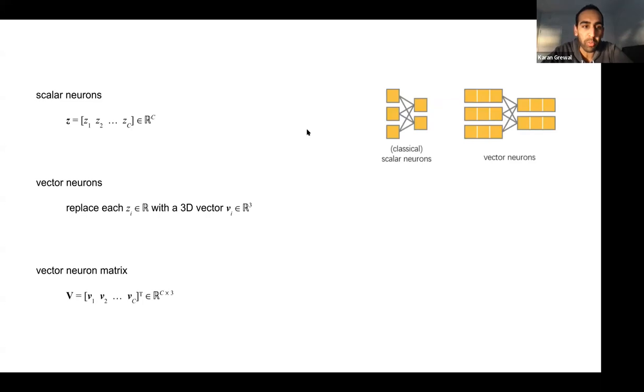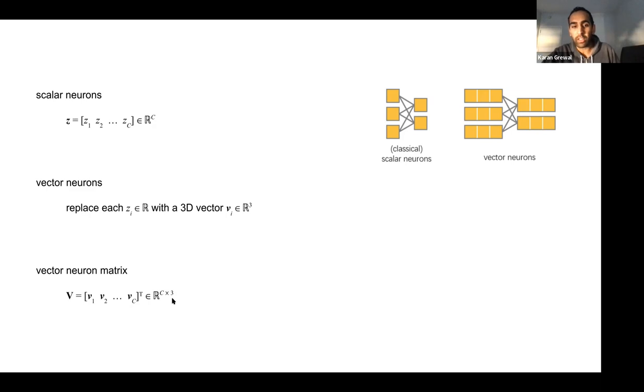Okay, so we're used to working with scalar neurons in neural networks today. So a hidden layer would look like you have these z values, and you just have a vector of them, so there's just a list of scalars. Whereas with vector neurons, what the authors propose is that instead of having a single scalar for each unit, you replace it with a 3D vector. So now we go from z, which is just a real number, to a three-dimensional vector, V. This is diagrammatically what it would look like. Now your latent state is this matrix with C times three entries, because each of them is three dimensional.